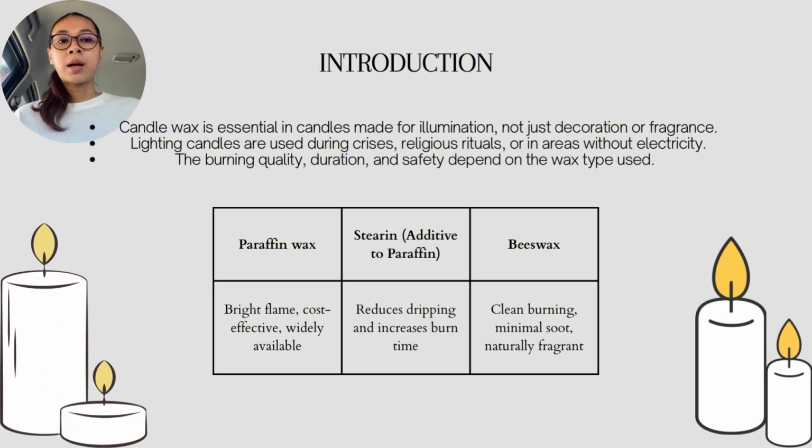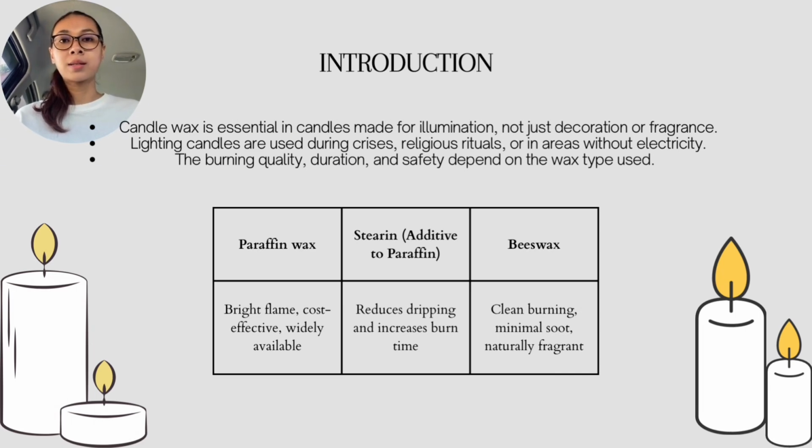It helps to harden the candle, making it more durable and less likely to burn or melt in warm conditions. Styrene also increases the candle's burn time and reduces dripping, which is very important for candles used for lighting.